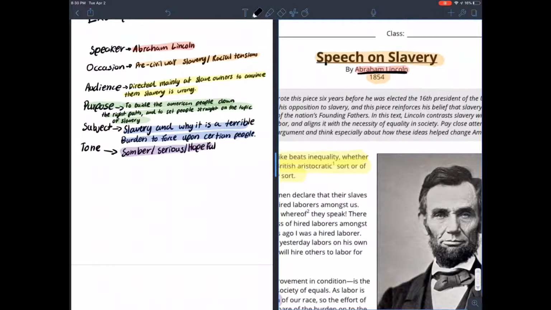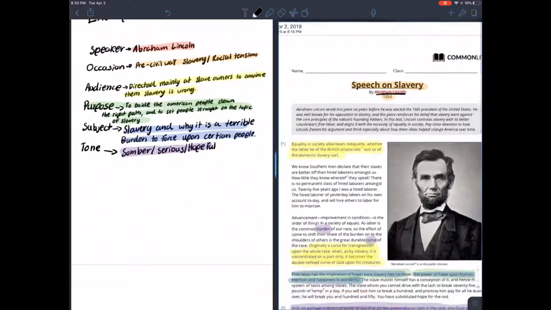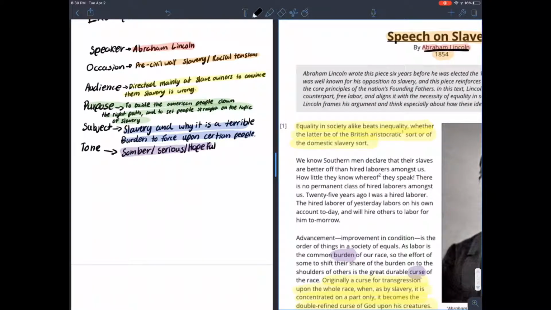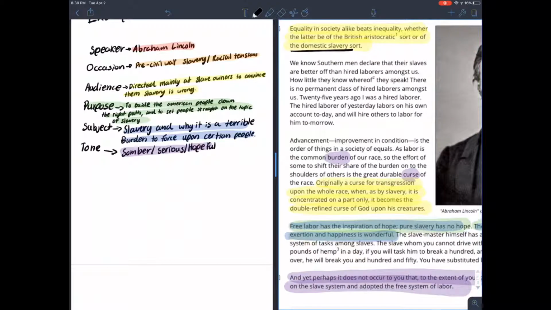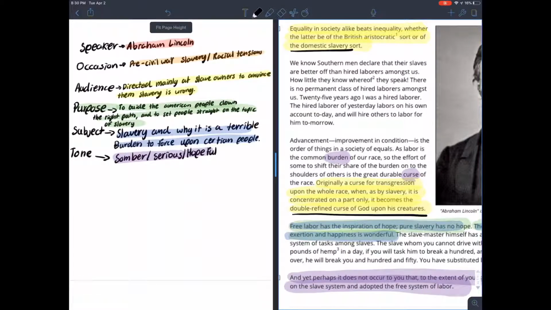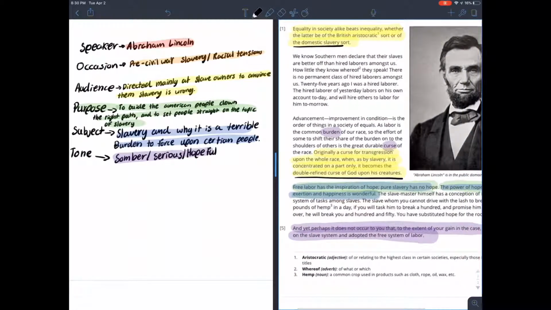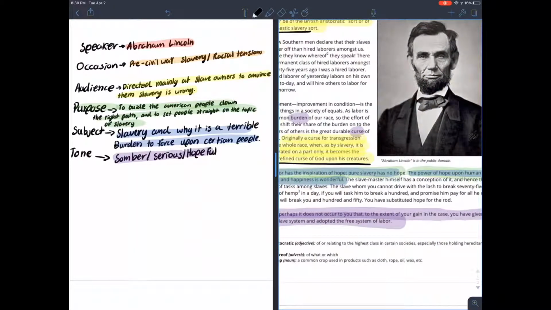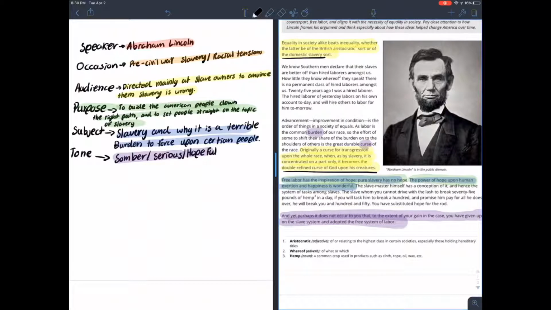Audience is directed mainly at slave owners to convince them that slavery is wrong, seen by the quote here and the quote here, just defining how it's religiously wrong to own slaves. Its purpose is to guide the American people down the right path and to set people straight on the topic of slavery, seen here as Abraham Lincoln describes the power of hope upon humans and how slavery is devoid of this.